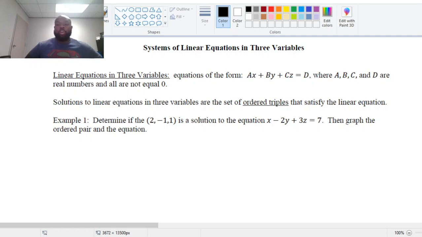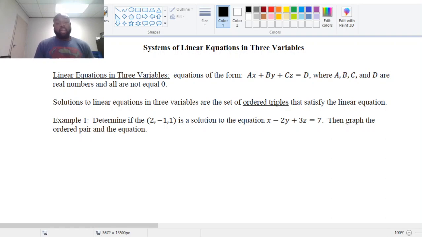In this video, we're going to talk about systems of linear equations in three variables. We've already done linear equations in one variable. We did linear equations in two variables, and now we're going to add the third variable into our equation, and that variable is generally z.